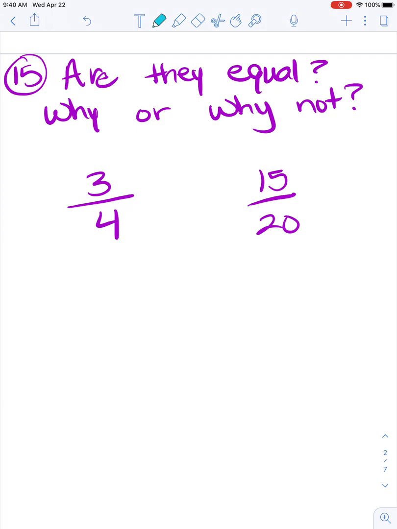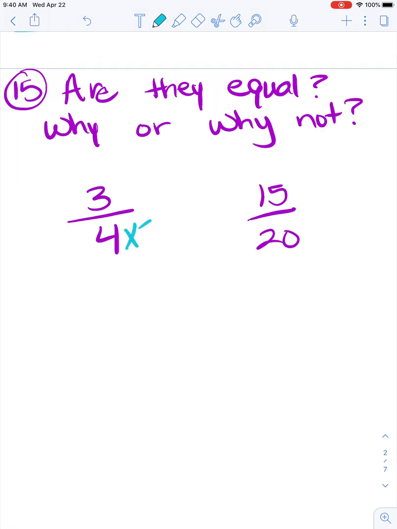So if we simplify it, we divide. If we increase it, we multiply. Count by 4s to 20. It goes in 5 times. 4 times 5 is 20. Whatever I do to the bottom, I do to the top. 3 times 5, is that 15? It is. So they are equal, and that is why.